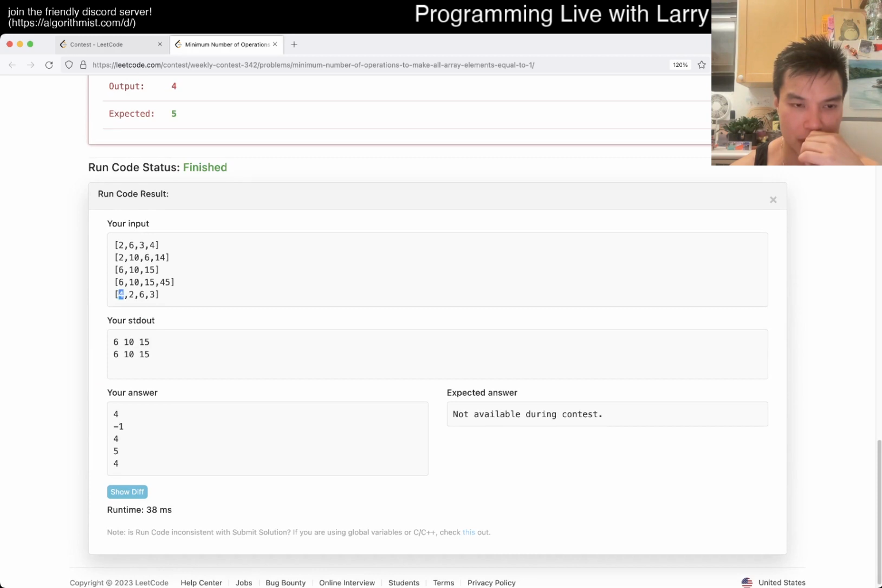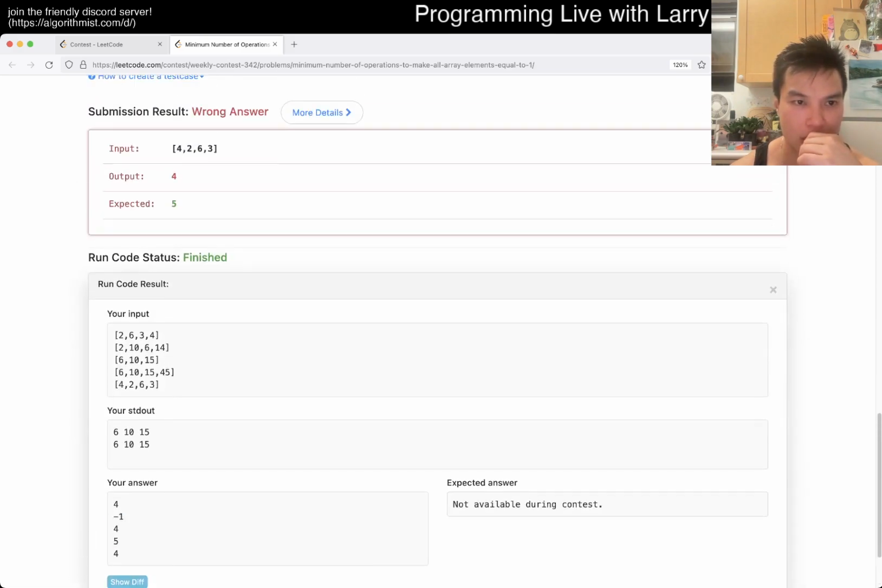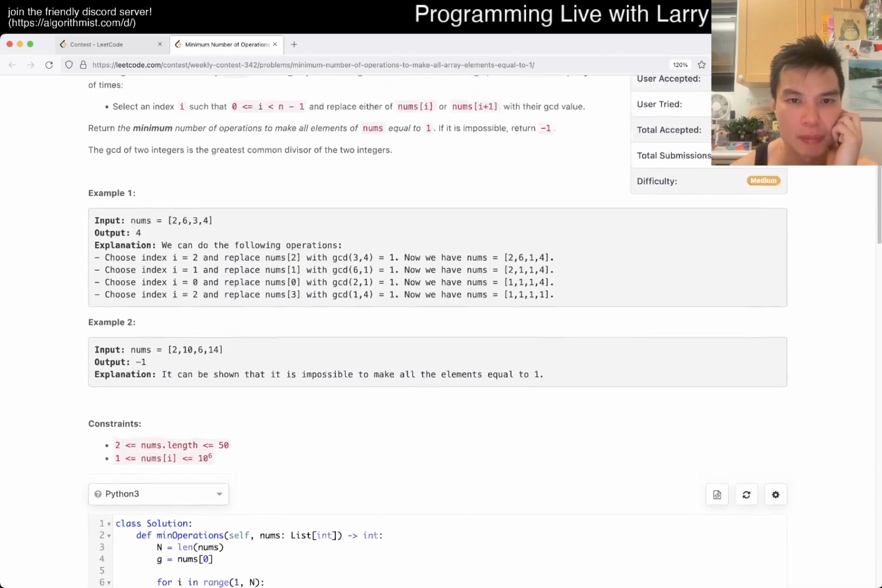Because 4 and 3. Yeah, 4 and 2 and 3. So then I don't get it. So 4, 2, 6, 3. Convert one of them to 1. So that's 2 and 3 is 1. 2, 3, 4. Did I misunderstand this problem?